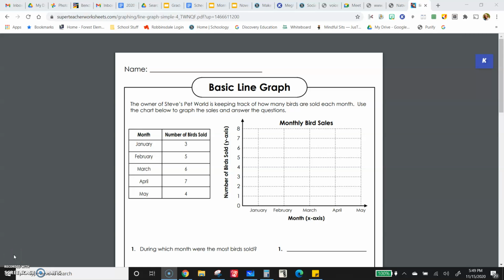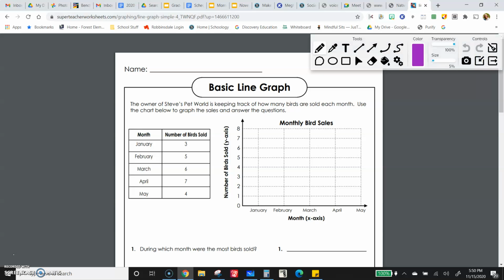All right. Last lesson was about interpreting line graphs. Now you get to make line graphs. I'm going to show you on this one. This is not what you will be doing for your assignment. I will show you a couple of things about that one after I finish with this.